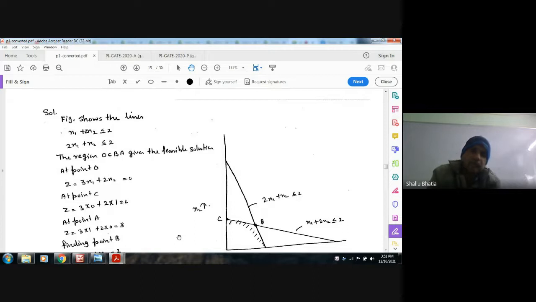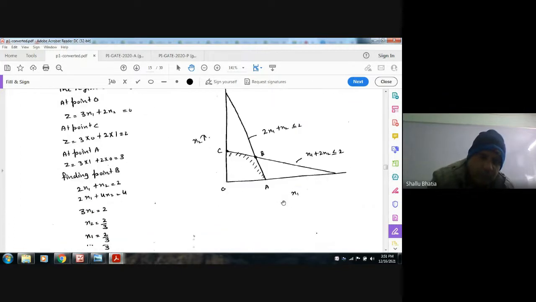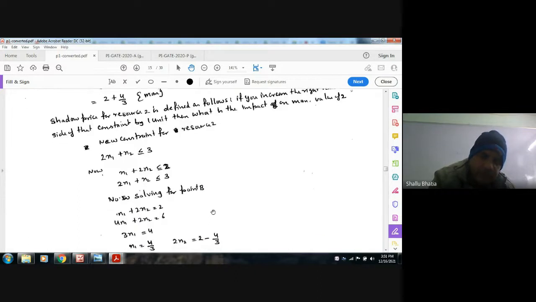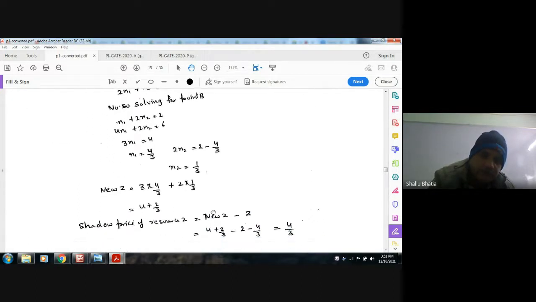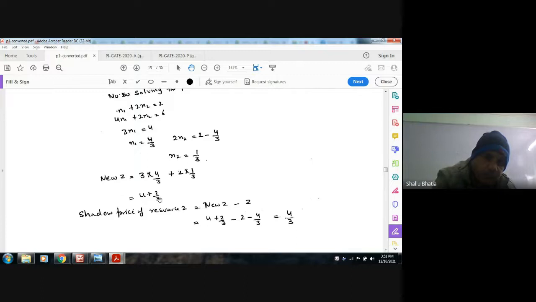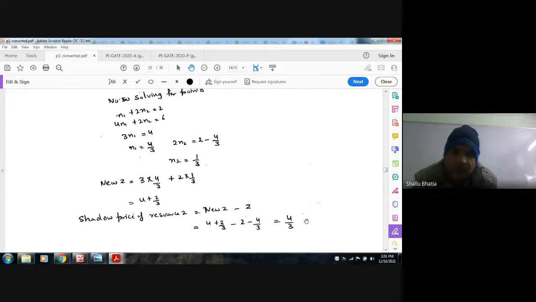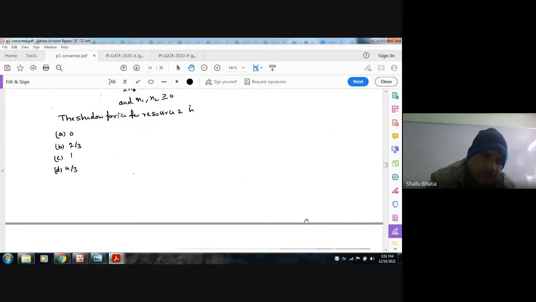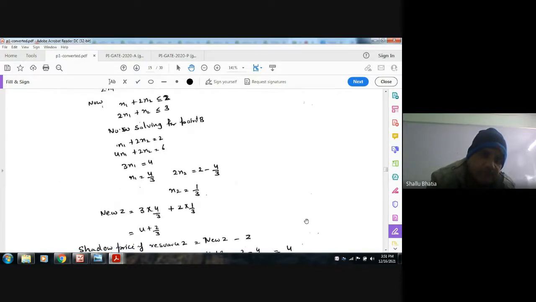The difference in Z due to the increase in the constraint by 1 is the shadow price. So the initial profit was 2 plus 4 by 3. Now when the constraint is increased by 1 unit, the profit is 4 plus 2 by 3. So the difference of these two is the shadow price of resource 2, that is 4 by 3. So the answer is D.